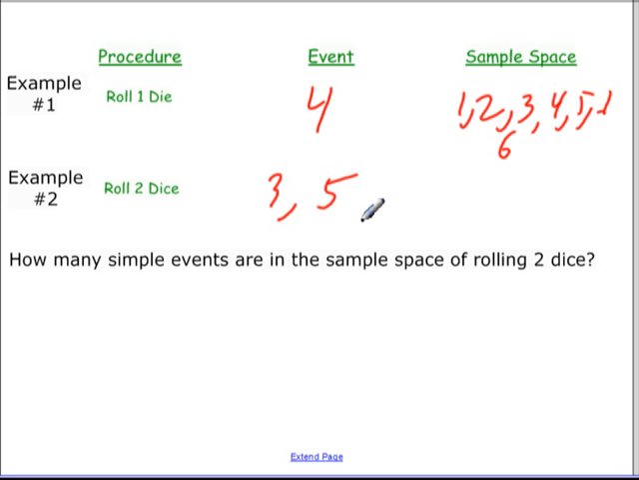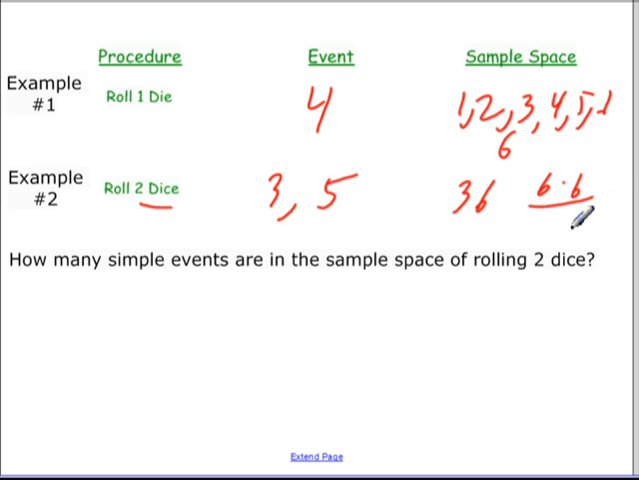The sample space is a little bit more involved. The sample space is all the possible outcomes. So you could have 1,1; 1,2; 1,3; 1,4; 1,5; 1,6; 2,1; 2,2; 2,3; 2,4; 2,5; 2,6. And those are actually different outcomes. If you think of these as 2 different dice, like a red die and a green die, a red 2 and a green 1 is different than a green 2 and a red 1. So there are actually 36 different possibilities.